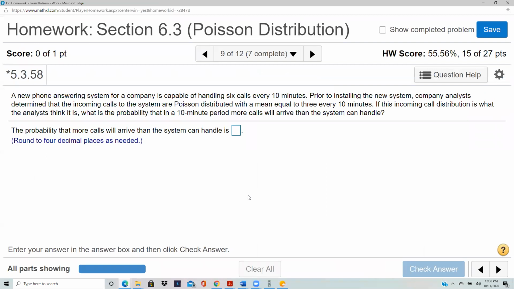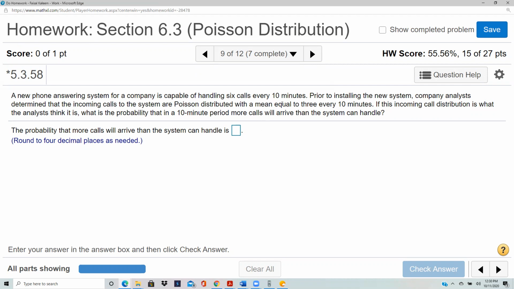A new phone answering system is capable of handling 6 calls every 10 minutes. Prior to installing the new system, company analysts determined that the incoming calls to the system are Poisson with mean equal to 3 every 10 minutes. If the incoming call distribution is what the analysts think it is, what's the probability that in a 10-minute period, more calls will arrive than the system can handle?